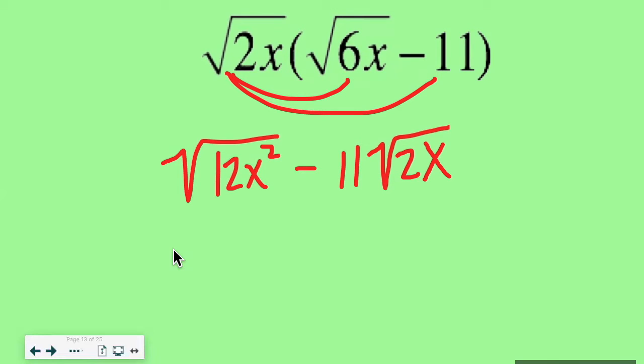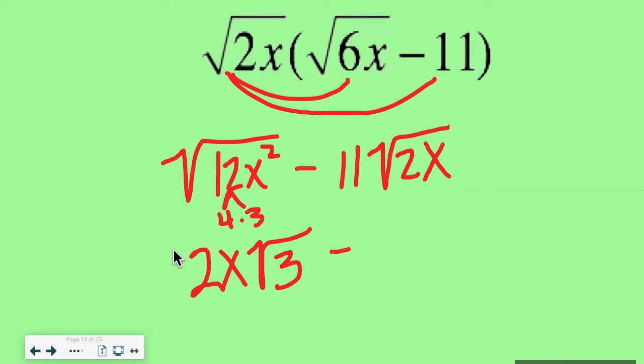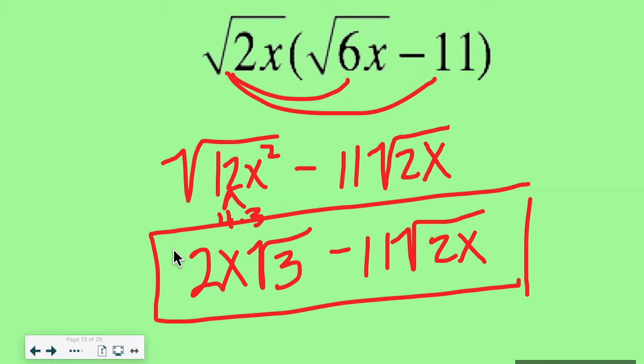12x squared, definitely we can find the square root of x squared, which is x. And 12 we could think about as 4 times 3. Square root of 4 is 2. We're left with the square root of 3. And then this is already in its simplest form. That is our simplified product of multiplying those two quantities.